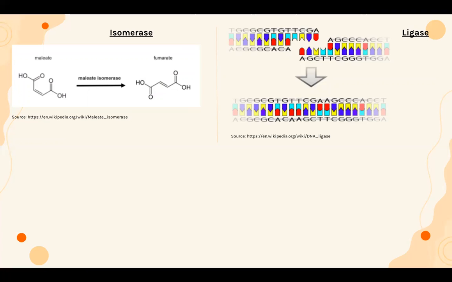Ligases catalyze the addition or synthesis reactions between large similar molecules, and they often require ATP in order to do so. Here, a common example of ligase can be seen in DNA synthesis or DNA repair. Here, this ligase catalyzes the addition of one large DNA strand onto another large DNA strand.